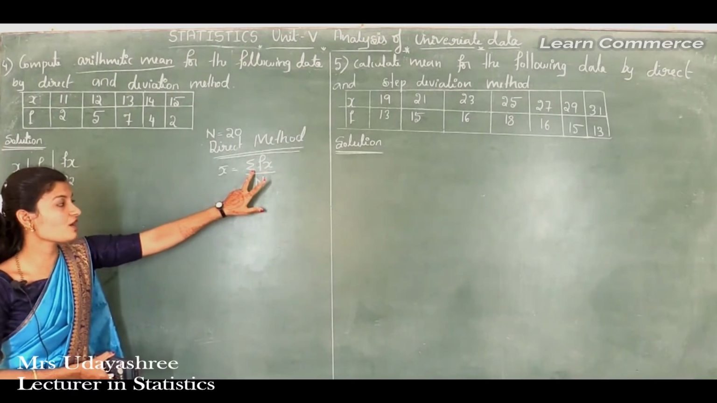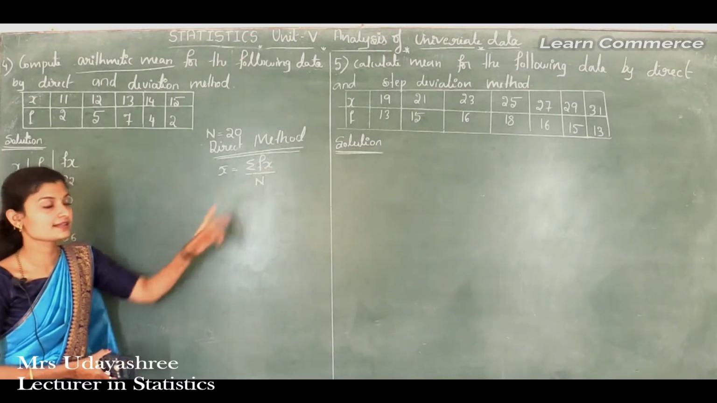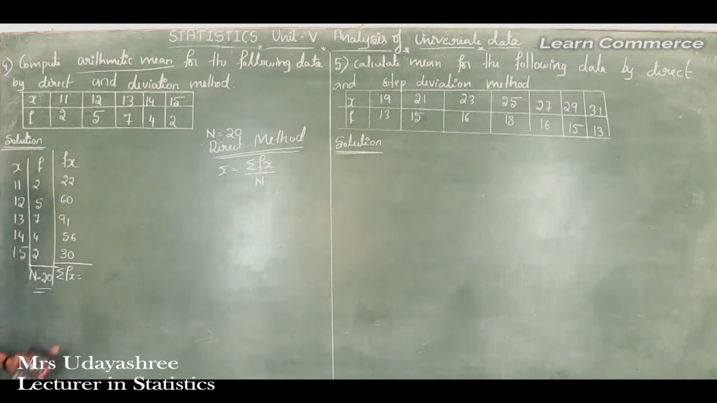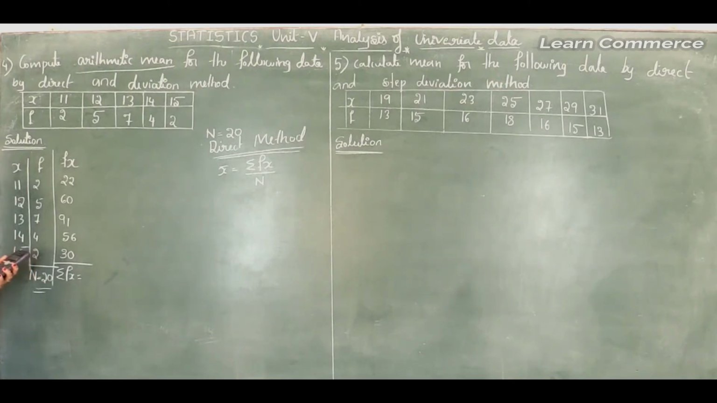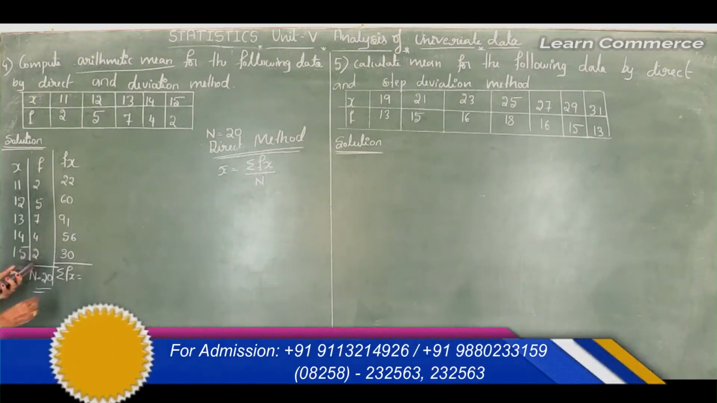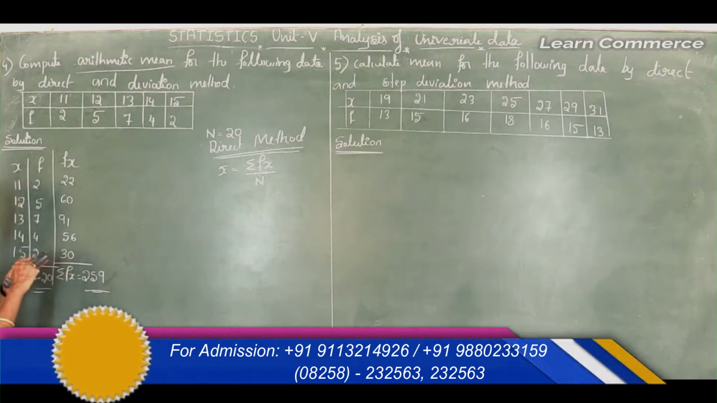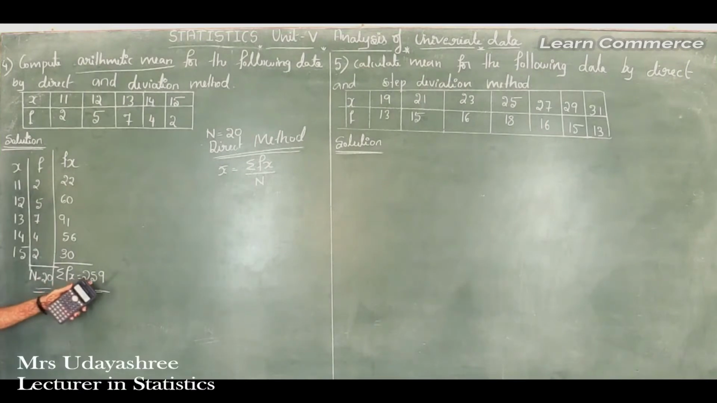Based on the formula we need the sum of f into x, that is, the total of these f into x observations. 22 plus 60 plus 91 plus 56 plus 30 is 259. So here the sum of fx is 259.